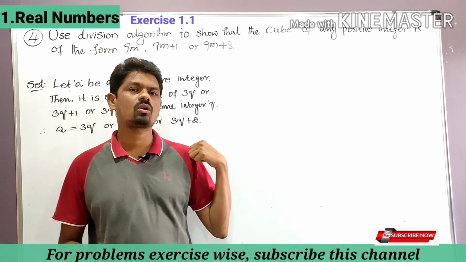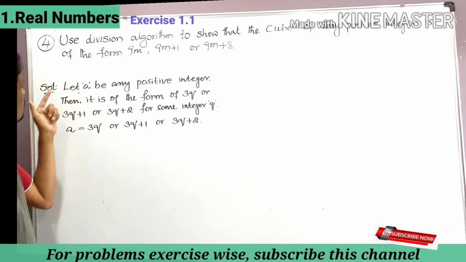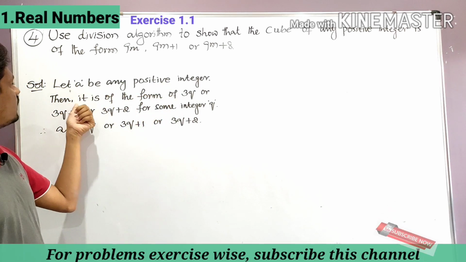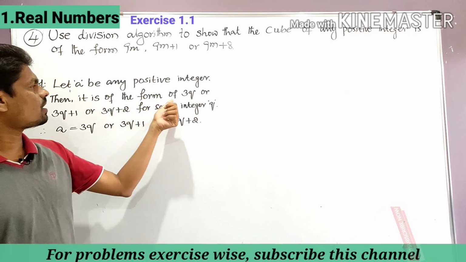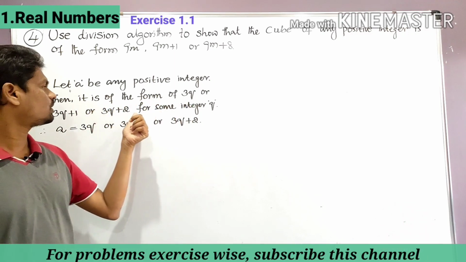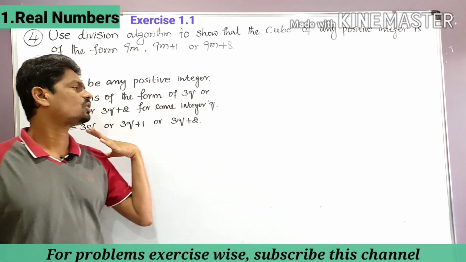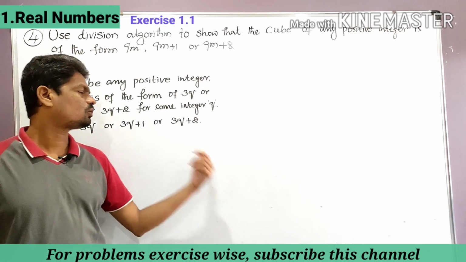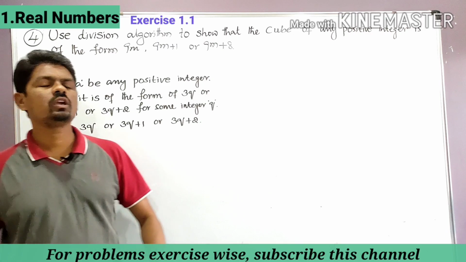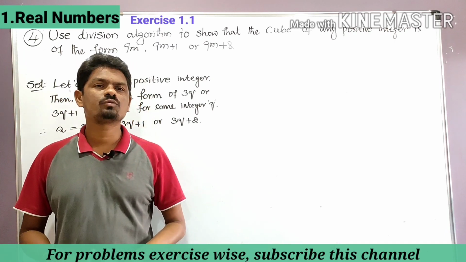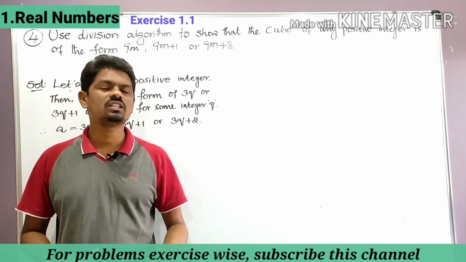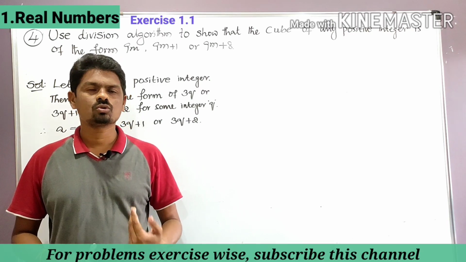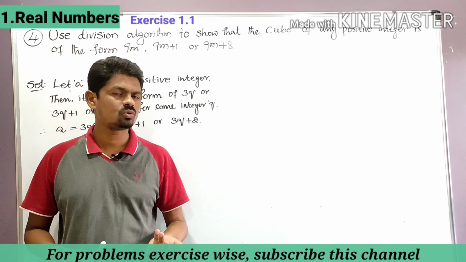So see, student, how can we solve it? So let small a be any positive integer, then it is of the form 3q or 3q plus 1 or 3q plus 2 for some integer q. Therefore a is equal to 3q or 3q plus 1 or 3q plus 2. So student, we have one statement. If small a is any positive integer, then it is of the form 3q or 3q plus 1 or 3q plus 2. So this is the proven statement we can use here.